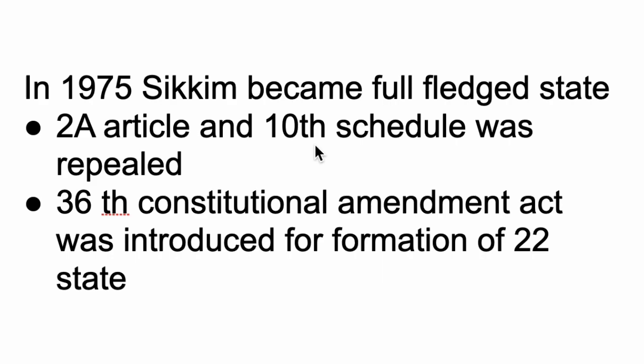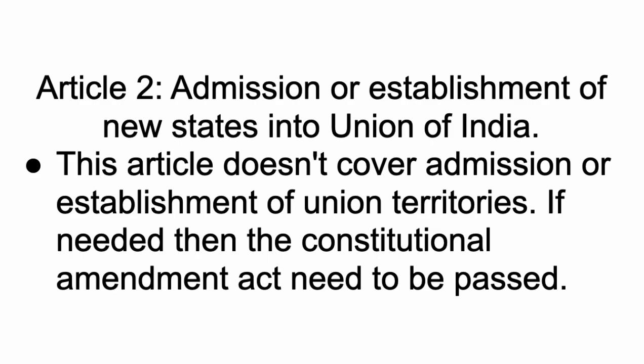Sikkim was established as the 22nd state of India under the 36th Constitutional Amendment Act. So under Article 2, admission or establishment of new states, this article states that Parliament can establish a new state but not a union territory. For establishment of a union territory, we need a Constitutional Amendment Act. So this is regarding Article 2.